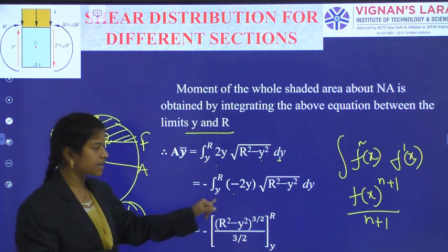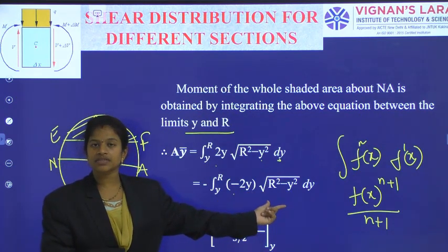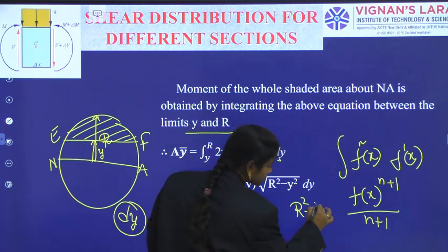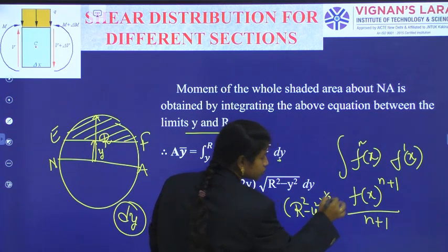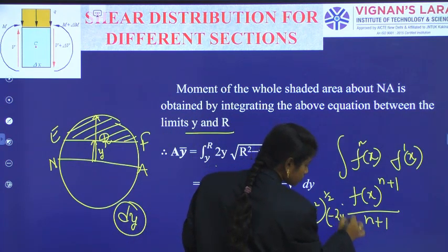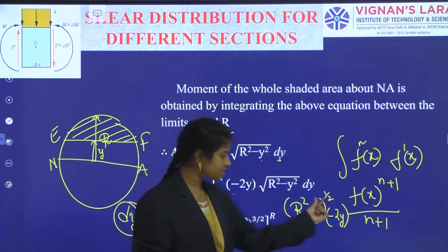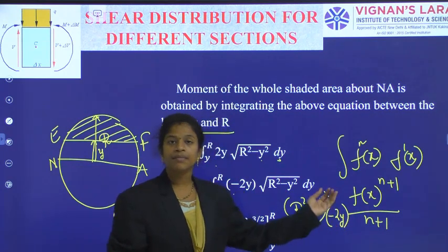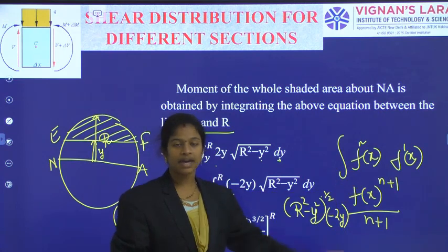Here also the same thing I am doing. So (r square minus y square) whole power of 1 by 2 is the function I am having, and it was being multiplied with 2y. Okay, so function power n into function's derivative, how will it come? Function power of n plus 1 by n plus 1.